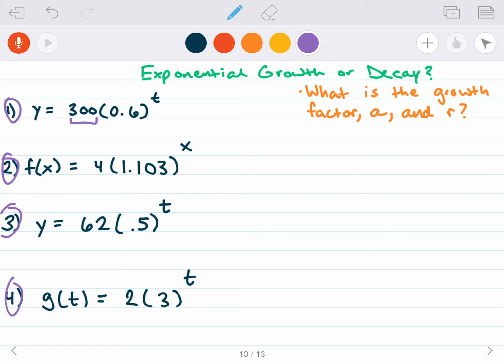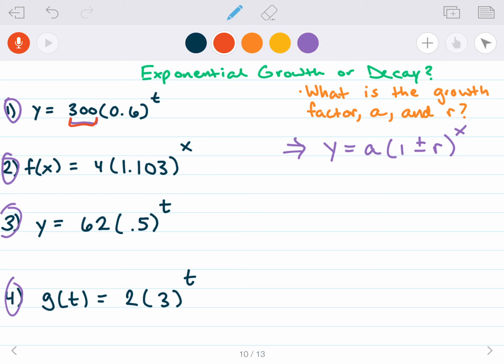So this guy, maybe we can just write this off to the side. Remember, this is a times 1 plus or minus r to the x, whatever x is. X could be t or it could be another independent variable, but this is our basic exponential function, and depending on whether we're decaying or growing, it's going to be plus or minus r. Okay, so let's look at number 1.